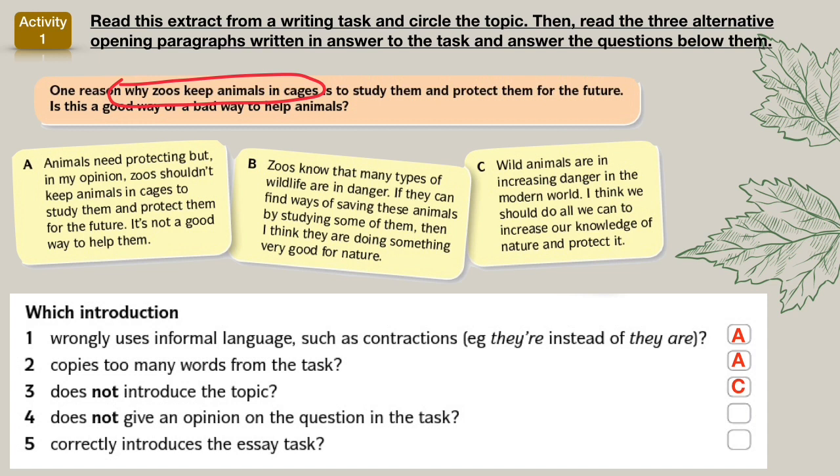Okay, number 4, which introduction does not give an opinion on the question in the task? Yes, that's correct. The answer is C, because it does not talk about keeping the animals in cages and it talks about a different thing. So it does not give any opinion on the question in the task. And the last one, number 5, which introduction correctly introduces the essay task? Very good. The answer is B. So from here we can see that the best paragraph is B.